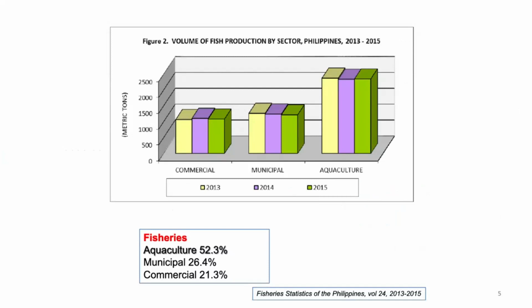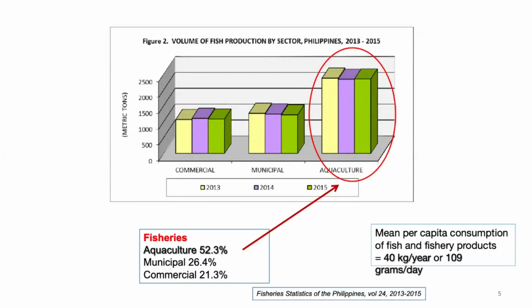Mariculture, or fish farming in the coastal and marine environment, falls under aquaculture. This figure shows us that aquaculture contributes over 50% to total fish production in the Philippines. This means that fish is needed to supply human consumption, which is 40 kilograms per year or 109 grams per day.